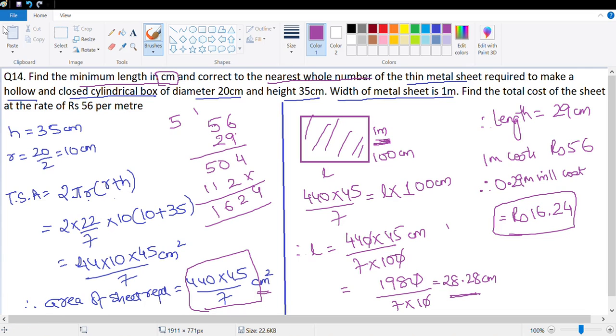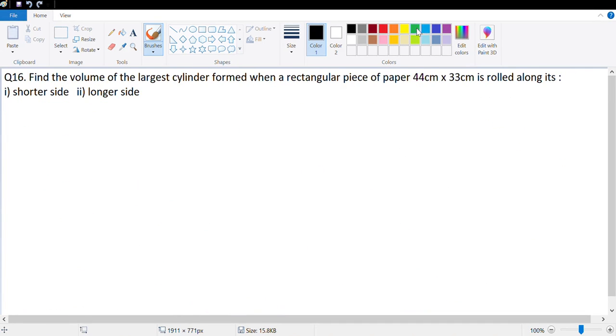This is rupees 16.24 would be the cost of the sheet. Good. Let's look at the next question. The next question that we do is question number 16.